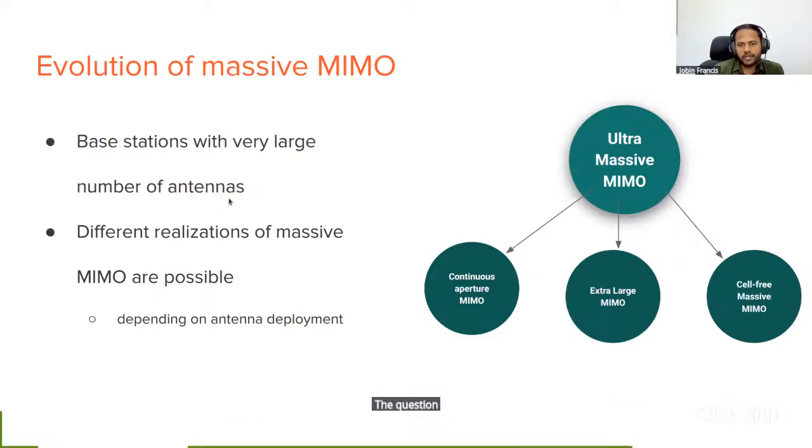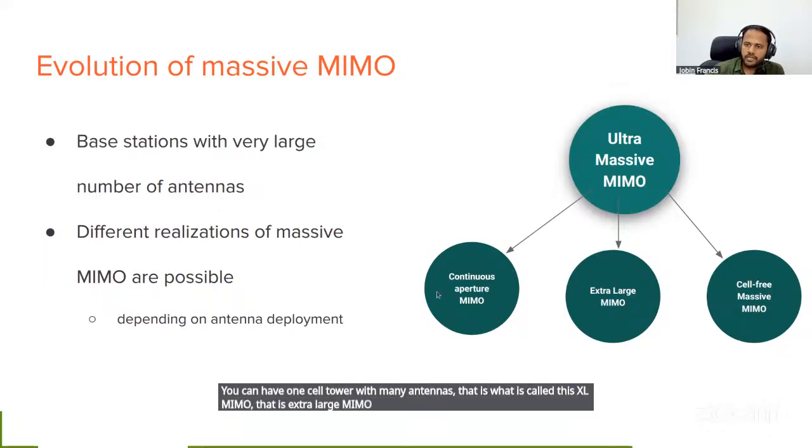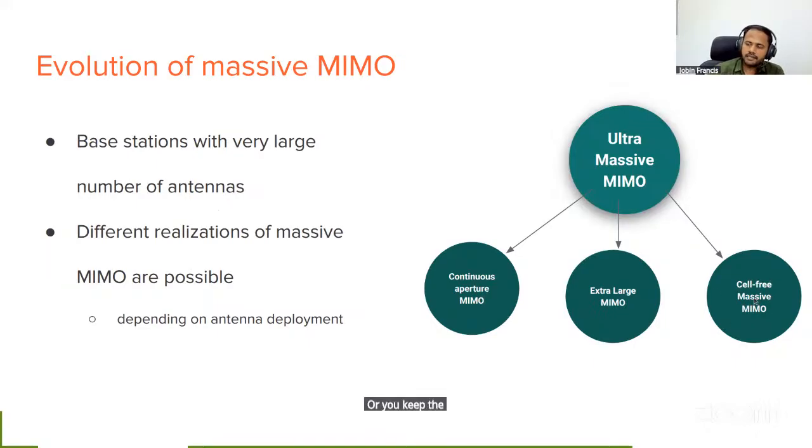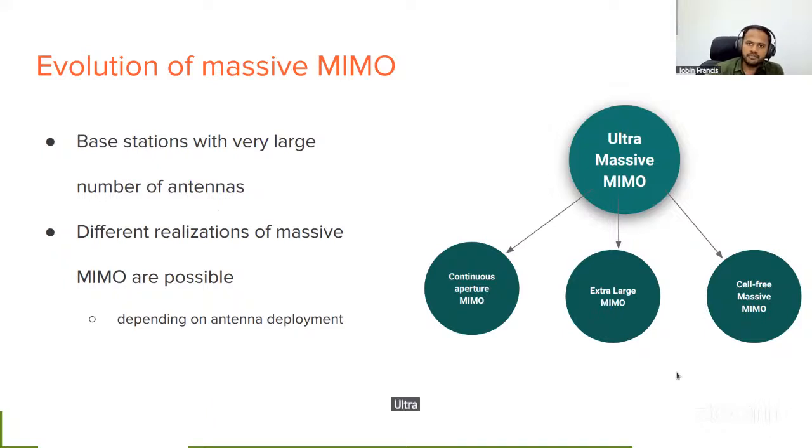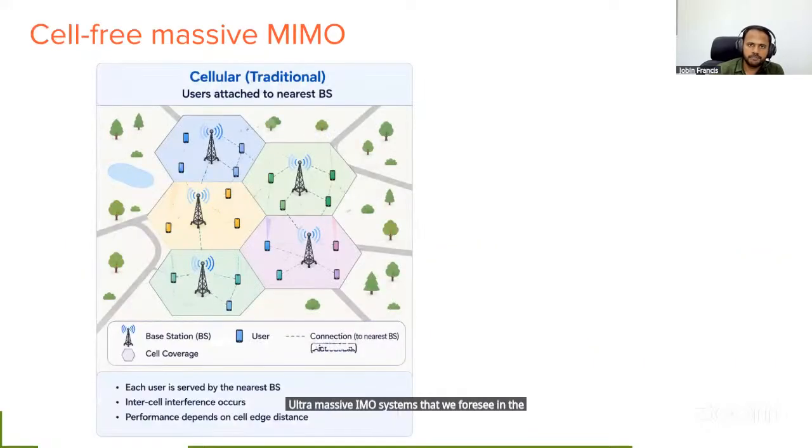The question is, how are you going to deploy these antennas? You can have one cell tower with many antennas, which is called XL MIMO, that is extra large MIMO. Or you keep the array size the same, maybe keep the antenna elements closer to each other, which is called continuous aperture MIMO. Or you keep the antennas separated and all over the network, which is called cell-free massive MIMO. Okay, so we are just going to see these different versions of ultra massive MIMO systems that we foresee in 6G networks. Let me briefly walk you through all of this, starting with cell-free massive MIMO.